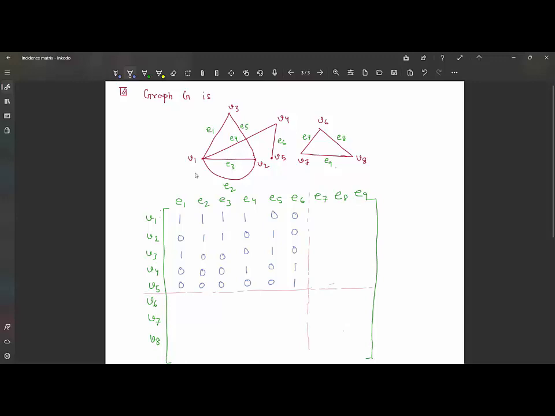So for the second component, if you do the same thing, your E7 is connected with V6 and V7, so place here 1 and 1 and the rest is 0. Then E8 is connected with V6 and V8, so put 1 here, 1 here, and the rest 0. And E9 is V7 and V8, so put 1 and 1 there and 0 elsewhere. So that is the completion of this incidence matrix.